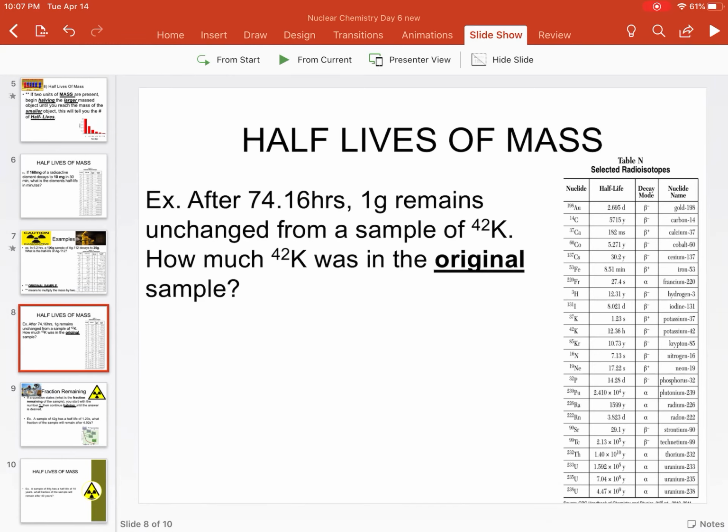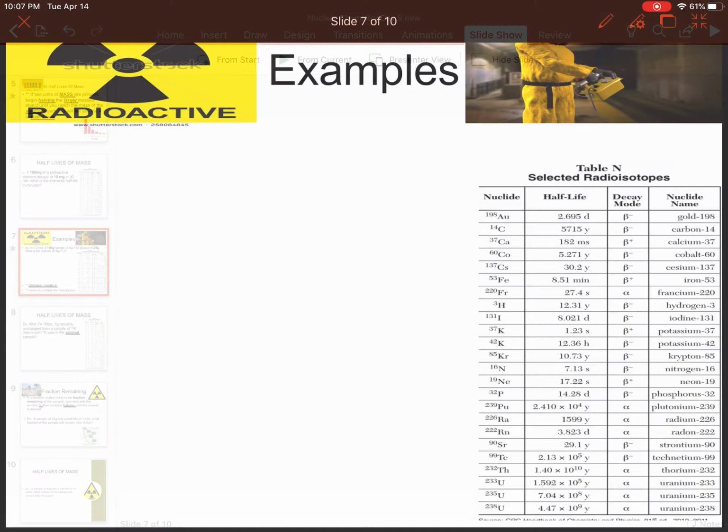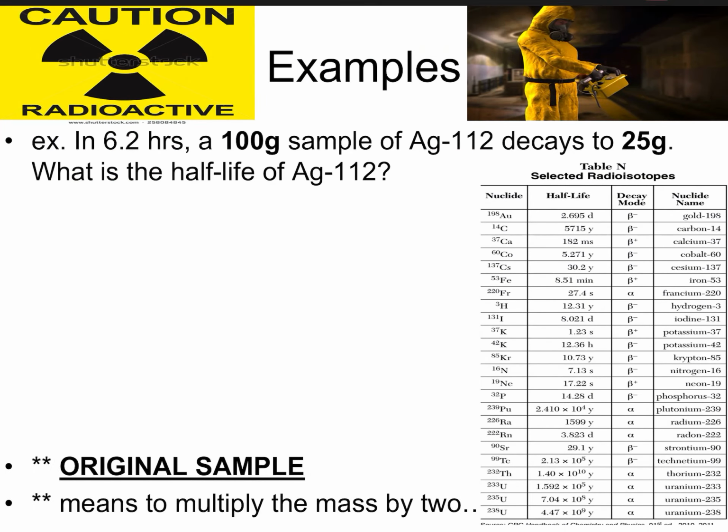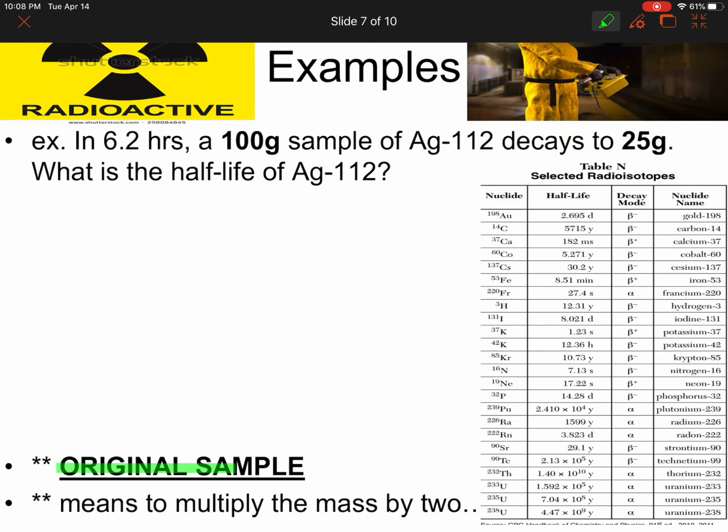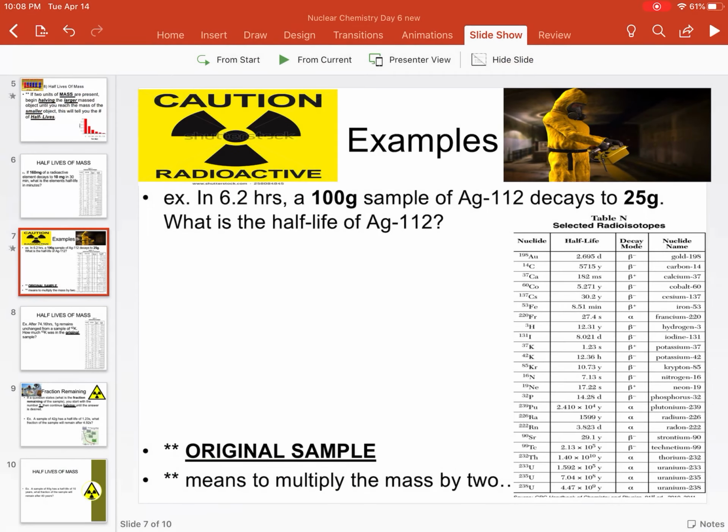Oh, I'm sorry. Let's go back 1 second. Oh, over here. Guys, look at the bottom over here. All right. The bottom says original sample. Whenever you see a question that says, how much was in the original sample, we're not going to divide by 2 now or half it. We're going to multiply the answer by 2. All right. Here we go.